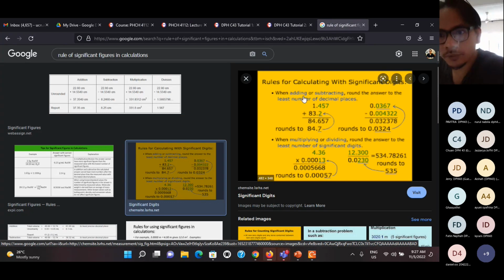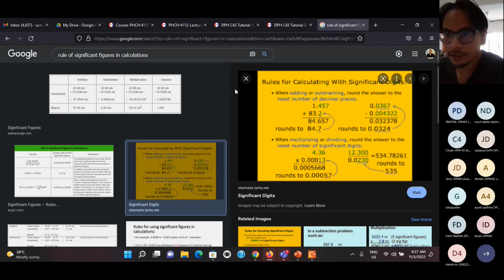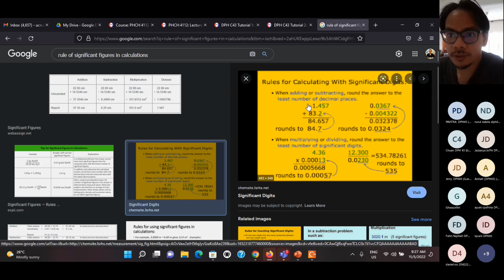So ada 2 rules kalau kamu calculate and kamu nak determine dia punya, nak report dia punya final figures. So kalau kamu buat addition ataupun subtraction, and the second type is adalah multiplication dan juga division. So kalau kamu tambah dan juga tolak, so contoh dia bagi kat sini, kamu kena round the answer to the least number of decimal places. Kamu kena bundarkan bagi jadi titik perpuluhan dia yang paling sikit.